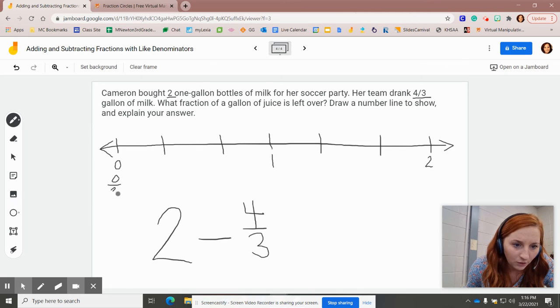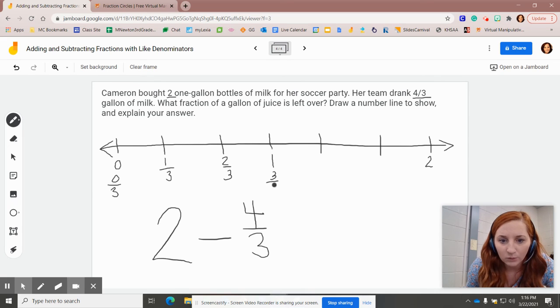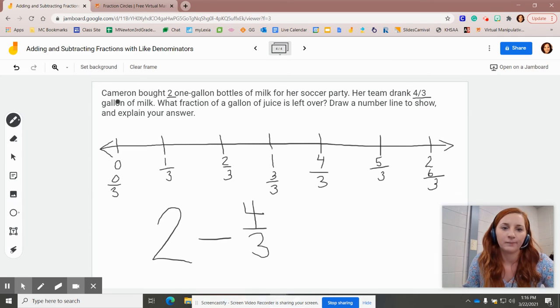So this would be 0/3, 1/3, 2/3, 3/3 or 1 whole, 4/3, 5/3, and 6/3. Okay, so now I need to plot 2 gallons, so 2 wholes and 4/3. So I'm going to go ahead and plot my 2 wholes, and then I'm going to plot my 4/3.